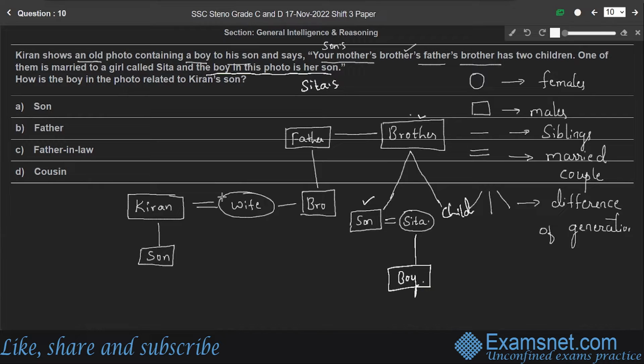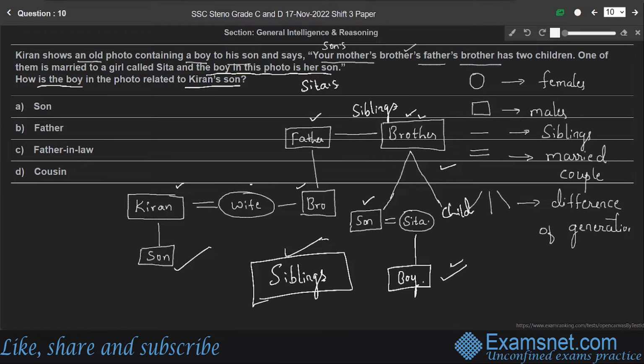This boy. Here the question is, how is the boy in the photo related to Kiran's son? What is the relation between Kiran's son and this boy? Since these two are siblings, and their families are, so Kiran and his wife and her brother. And in this generation, this father's brother has two children. Therefore, Kiran's son and this boy become, both of them become siblings.